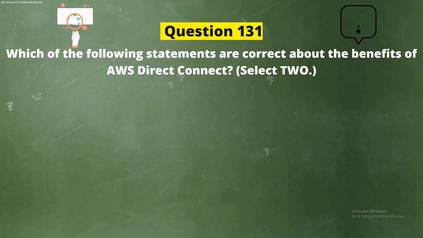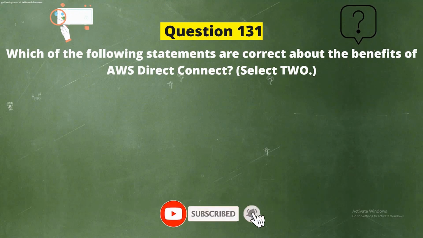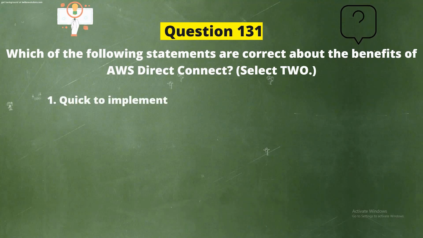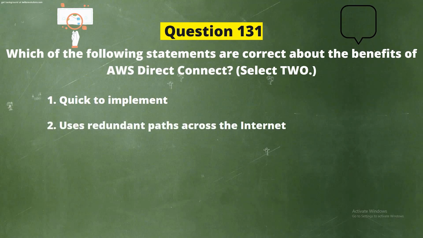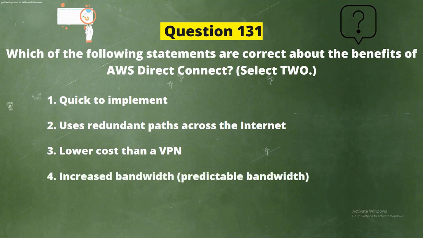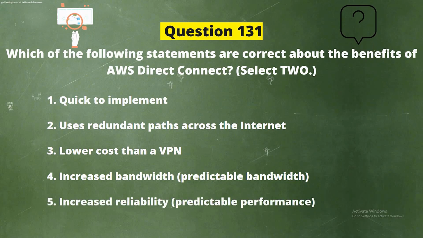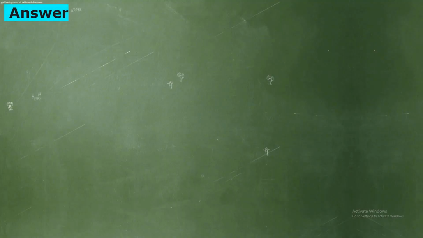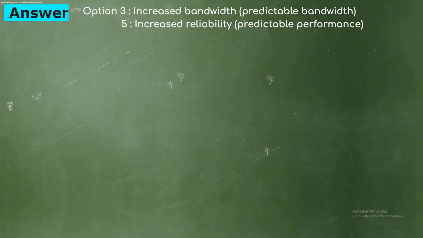Next question. Which of the following statements are correct about the benefits of AWS Direct Connect? Select 2. And the options are: Option 1. Quick to implement. Option 2. Uses redundant paths across the internet. Option 3. Lower cost than a VPN. Option 4. Increased bandwidth, predictable bandwidth. Option 5. Increased reliability, predictable performance. And the correct answers are: Option 4. Increased bandwidth, predictable bandwidth. And Option 5.